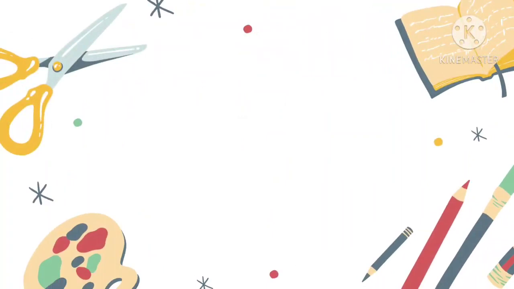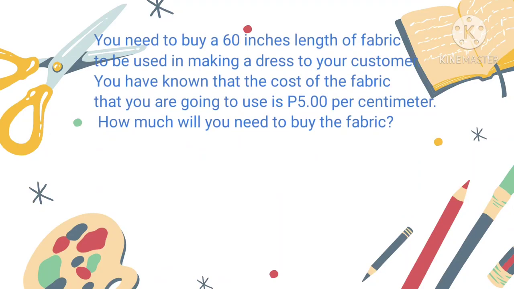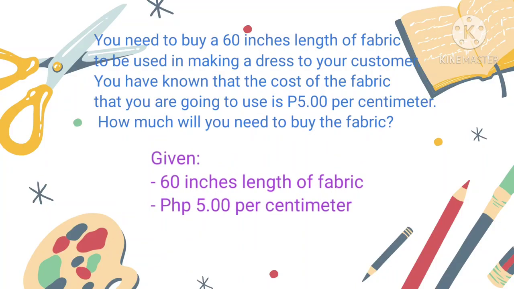Now, let's do conversion in a real-life situation. For example, you need to buy a 60 inches length of fabric to be used in making a dress for your customer. You know that the cost of the fabric that you are going to buy is 5 pesos per centimeter. How much will you need to buy the fabric? To analyze the problem, let us first identify the given. The given are 60 inches length of fabric and 5 pesos per centimeter.